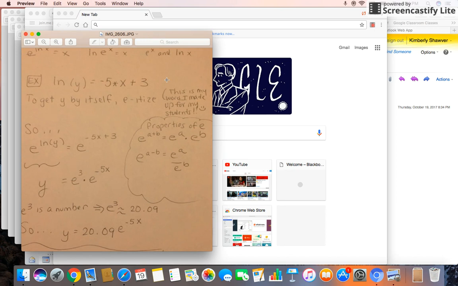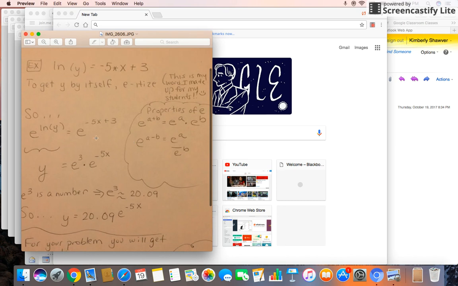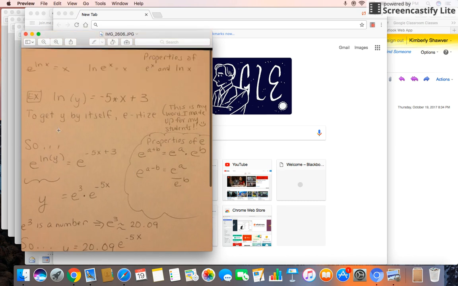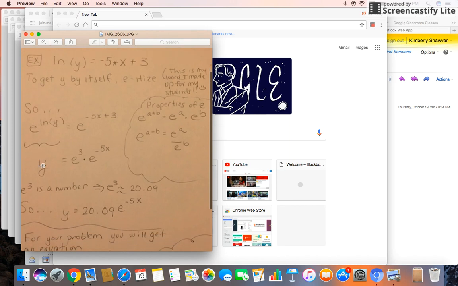So here I'm trying to do an example of an equation similar to what you should have going on. So if I have this equation, the natural log of y equals this, and I want to get y by itself, I call this eatizing both sides of the equation, meaning I want to take e to this power on the left and e to this power on the right. So that's what I'm showing down here, e to the ln of y. I'm using the property at the top, that leaves me y on the left, and on the right, I get e to the minus 5x plus 3.